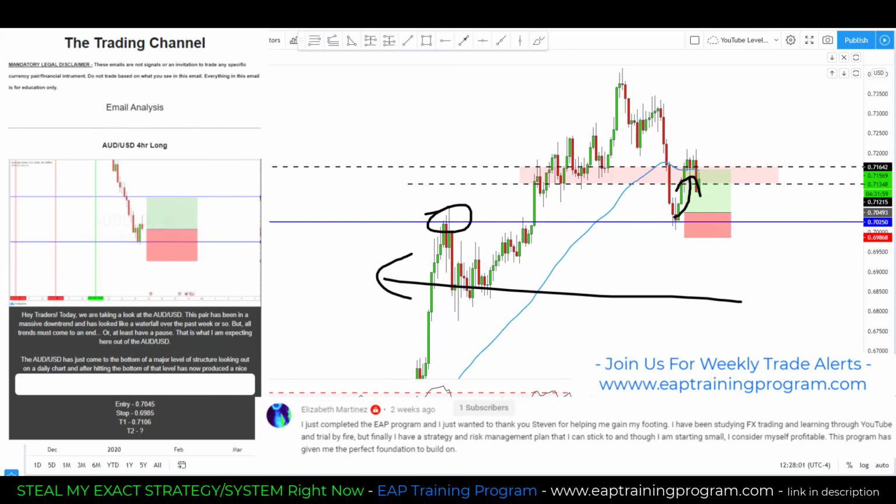Now that doesn't always happen, of course. As I said, I'm around 55 to 60% accurate, meaning I lose 4 to 4.5 out of 10 of my trades. But that's just a part of trading. This happened to be a winner.